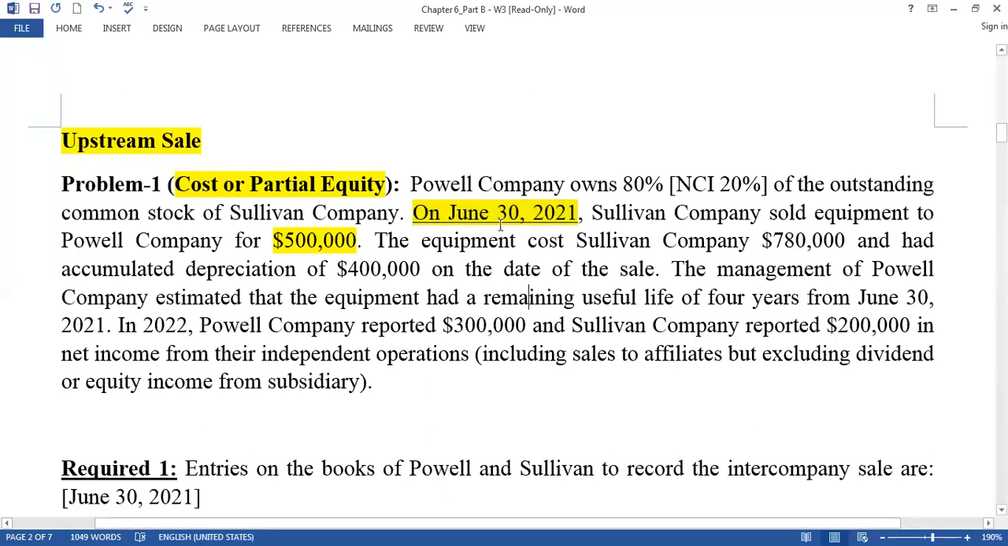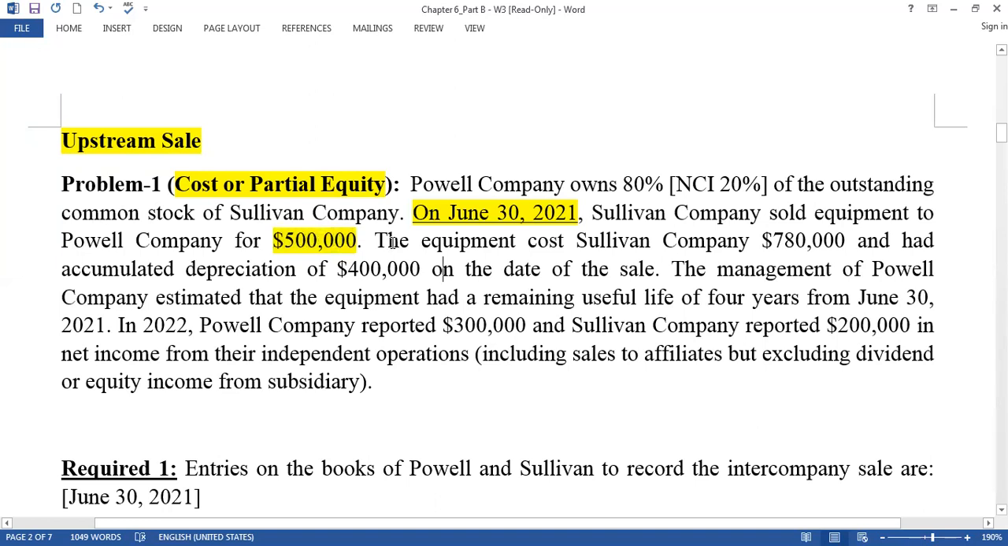So if I change this date in the exam question, say to January 1st, 2021, then we have to consider 1 year depreciation expense, right? But here, as the date is June 30, that is 6 months remaining. So we have to calculate depreciation expense for 6 months. So this date is important. So we know this is the sales price of subsidiary and the cost price of parent.